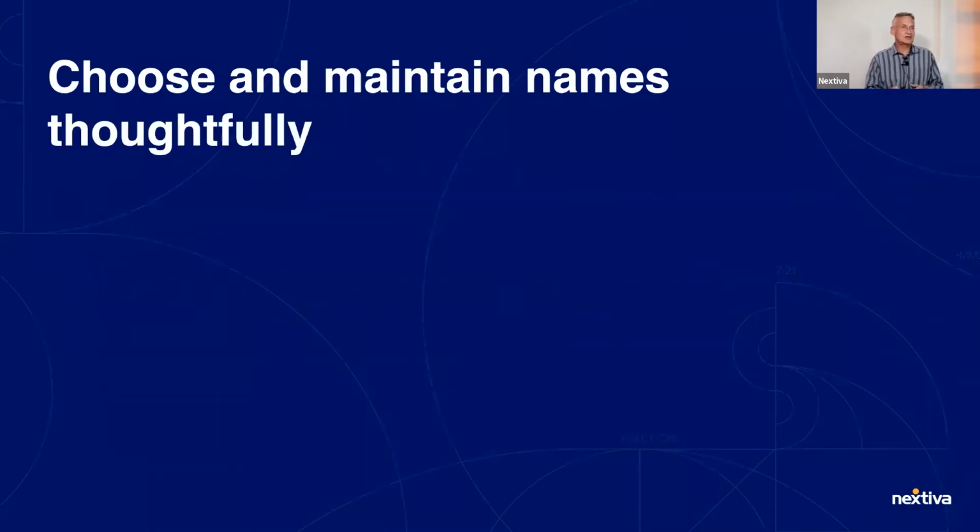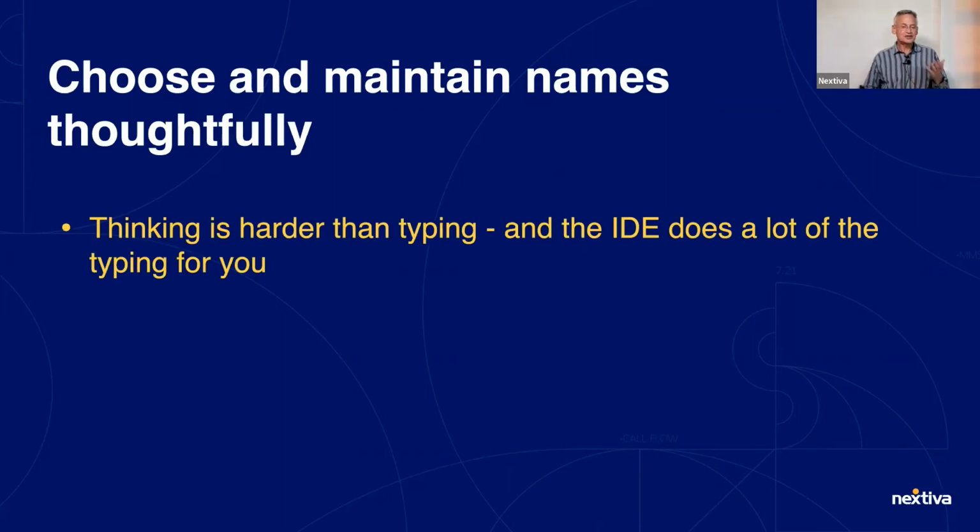Choose and maintain names thoughtfully. This is something a lot of people think is stupid: you can call everything bird, berg, bid, and vowels, just anything you want. That isn't true. It actually makes a difference because, first, thinking is harder than typing, and all the IDEs now will type for you. So don't complain about variable names and method names that are a little bit longer.